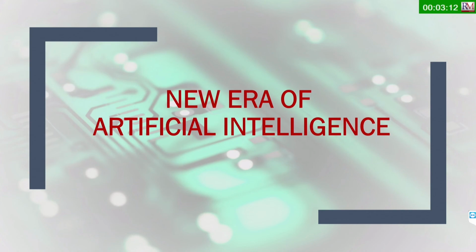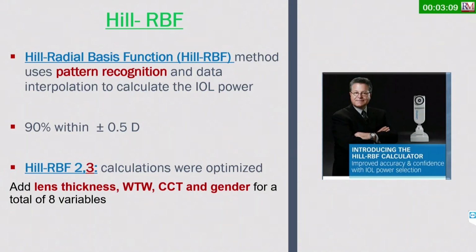Now for the new era of artificial intelligence. I will not talk about all the formulas in artificial intelligence, but I will talk about the important ones, like the Hill-RBF. The Hill-RBF is a method, not a formula. Using pattern recognition, it is very accurate, 90% within plus or minus 0.5 diopter. And now there is Hill-RBF 2 and 3, released in December 2020, and the calculation is optimized by adding lens thickness, white-to-white, CCT, and gender. Now they are using 8 variables.